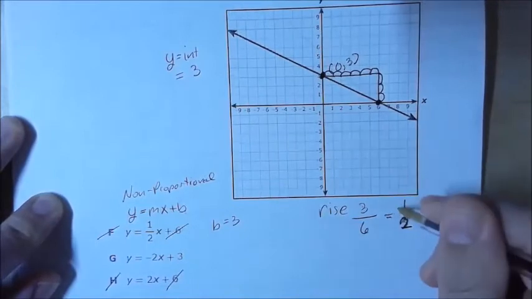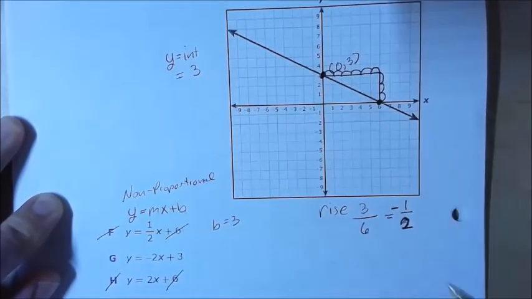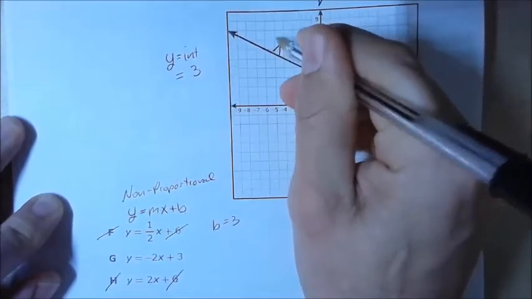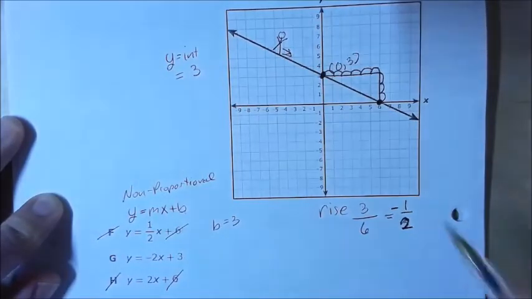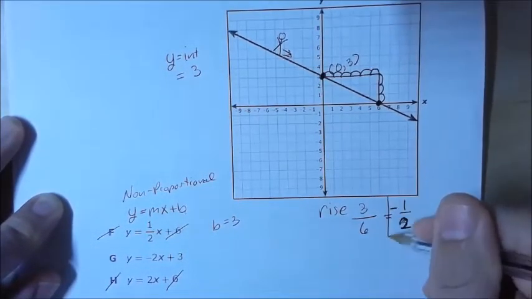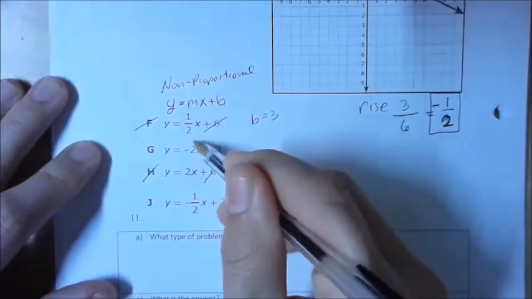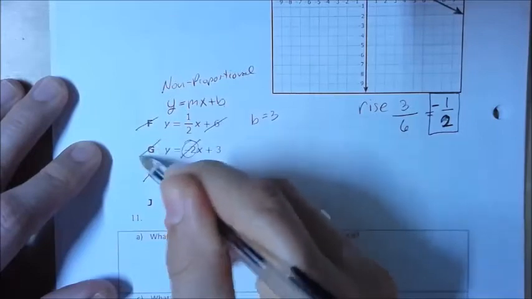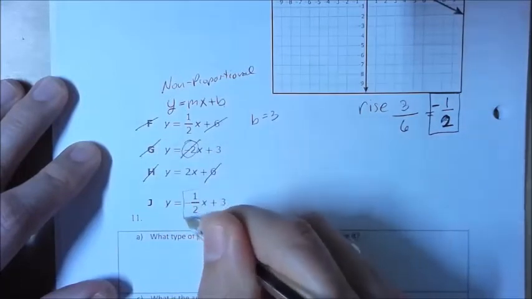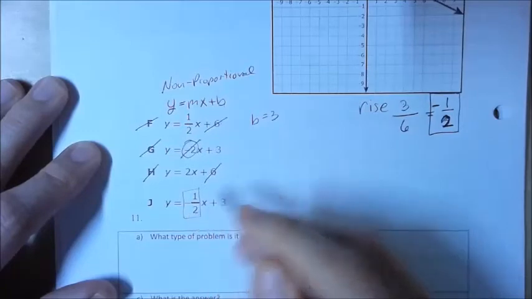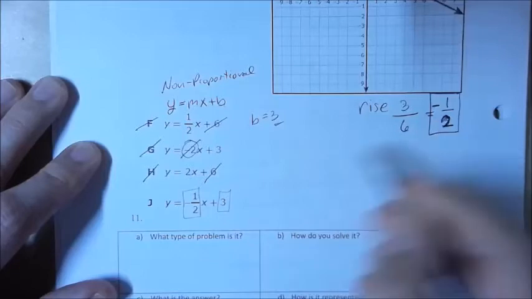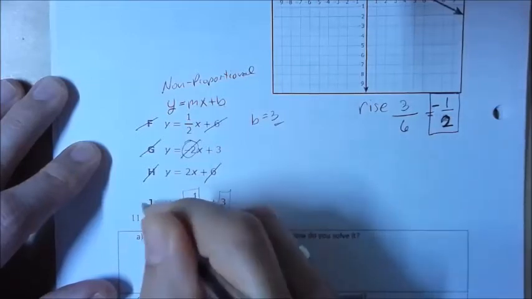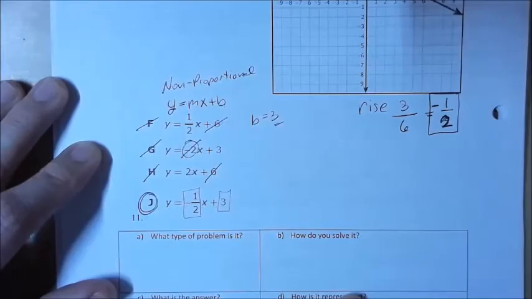So now we know that our slope is going to be negative, and if you're wondering why I said negative, remember, we're walking downhill. If I make a little guy, he's going downhill. Since he's walking downhill, that tells me it is negative. So we have a negative 1/2 slope. Now we can go back to our answer choices and see, okay, we have negative 2 here. Well, that's wrong, so it's not G. And here we have our negative 1/2. So it meets both criteria. Our y-intercept is 3, and there's our 3 right here. And our slope is negative 1/2, negative 1/2. So J is the correct answer.